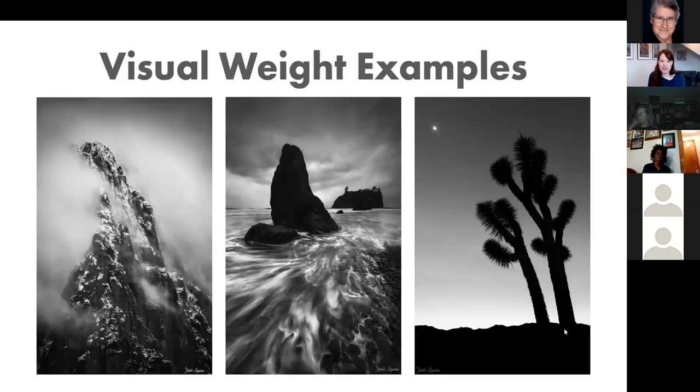So some examples of visual weight. In this first example on the left, this is the Watchman, which is a very visible formation in Zion National Park. And here the Watchman takes up most of the frame, and it holds all of the visual weight in this particular scene. In the next example, the middle, that is some sea stacks in Olympic National Park. And this is a more balanced composition in terms of visual weight because the foreground takes up about as much real estate as the background does.